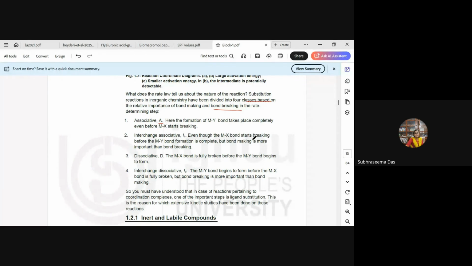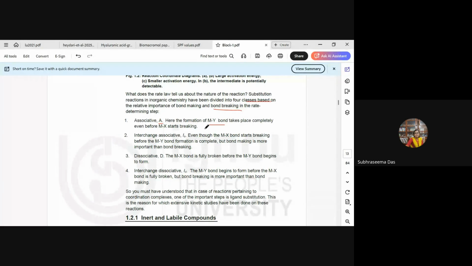What happens here is the formation of the MY bond. We will take the general equation, that is MX plus Y forming MY plus X. The product that is formed is MY. The formation of the MY bond takes place completely even before the MX starts breaking. That means even though the MX has not totally broken down, the product MY has already started forming. Such reactions are called associative substitution reactions, or we just say associative reactions.